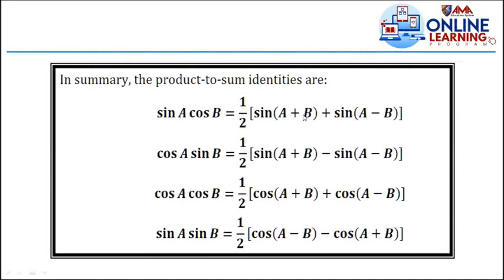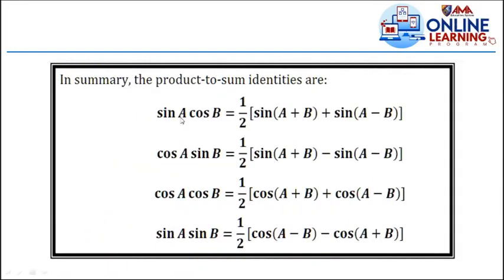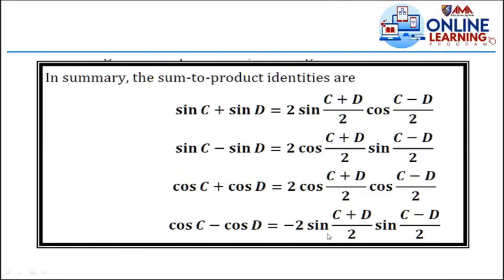Sine A plus B, that is C. A minus B is D. Tapos yung A natin is equal to, from our formula dito, C plus D all over 2. Ito. Sine C plus D all over 2 cosine C minus D all over 2. So, the same formula. Okay?